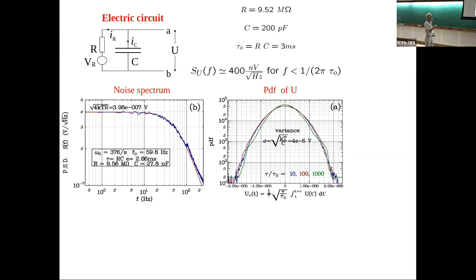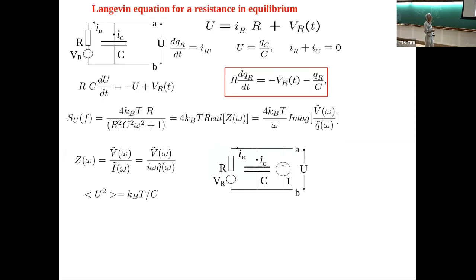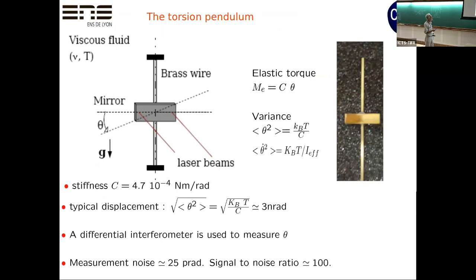I'll skip this. All of this can be done, for example, in electric circuits. I'll skip all that because it's just the same. For example, in the case of the torsion pendulum, you need to calibrate also the inertia. Okay. This is a typical example that we will use.